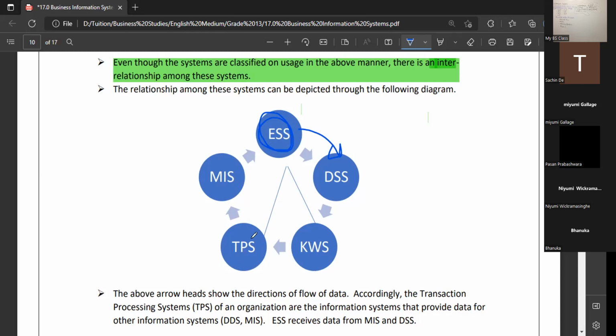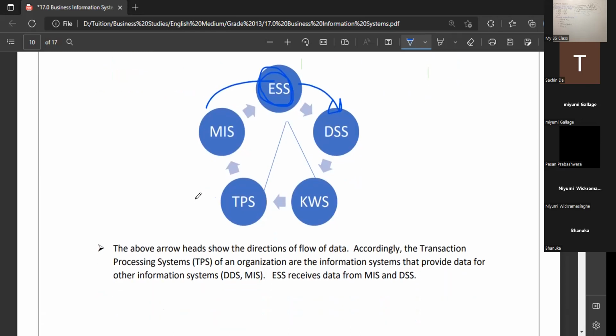And the feedback of the transaction process system will go to the management information system, and finally to the executive support system. Likewise, there's an interrelationship among the systems, because it doesn't matter whichever system you use. What matters is how well it helps make the final objectives a reality. That's what matters for an organization, so that's what they use, the interrelationship.